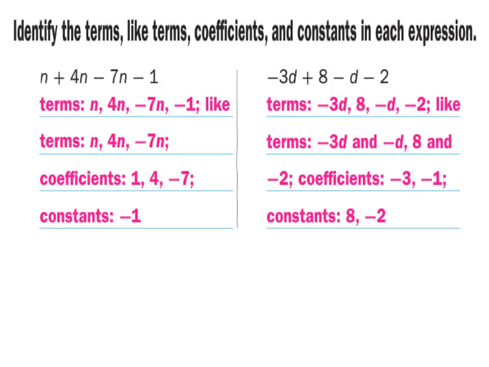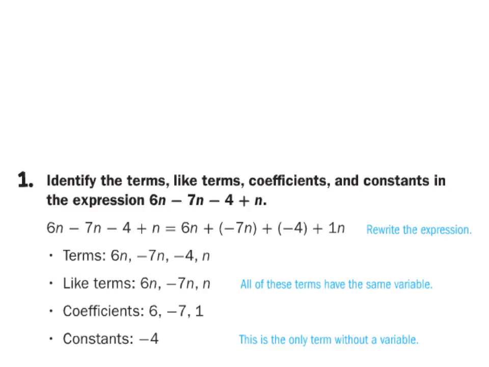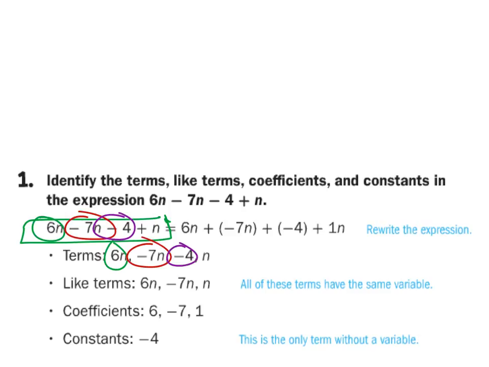All right, hopefully you found that helpful and useful, and that you know the difference between terms, like terms, coefficients, and constants. But there are your answers. All right, take a look at this example as well. Notice all we've done again is identify terms, like terms, coefficients, and constants. I notice they put an equal sign here, so we really only need to look at it like this. We've got the 6n, the -7n, the -4, and finally the n.